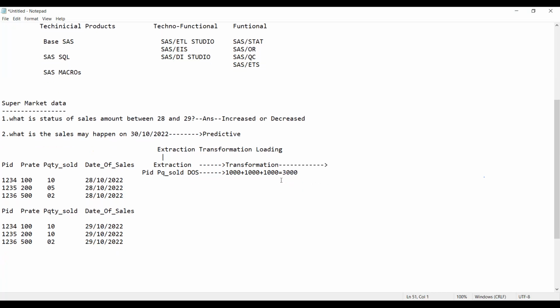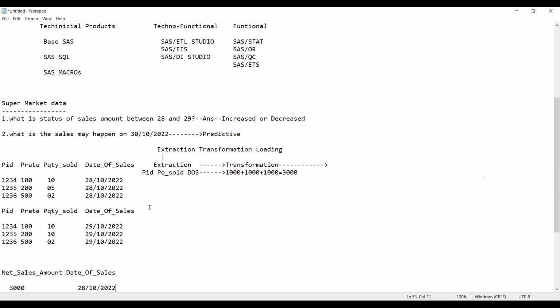Can you see it? I want net sales amount and date of sales. Now, guys, what's the net sales amount? 3000. It's the net sales amount. And what is the date of sales? Guys, please tell me. 28.10. Very good. So we have 28th of October 2022. Am I right, guys? This is the date of sales.